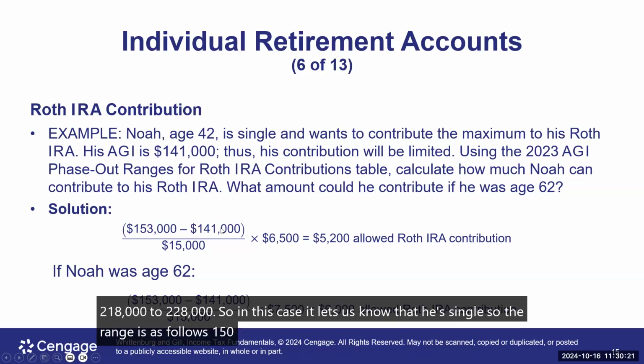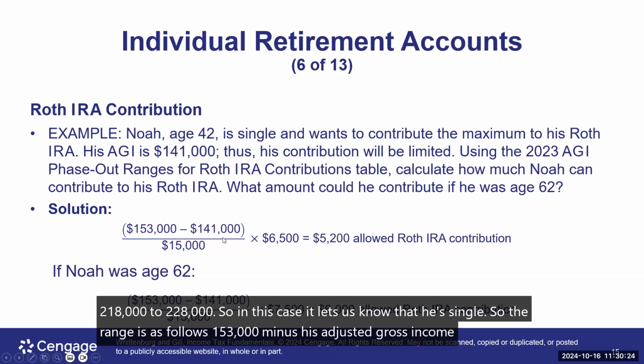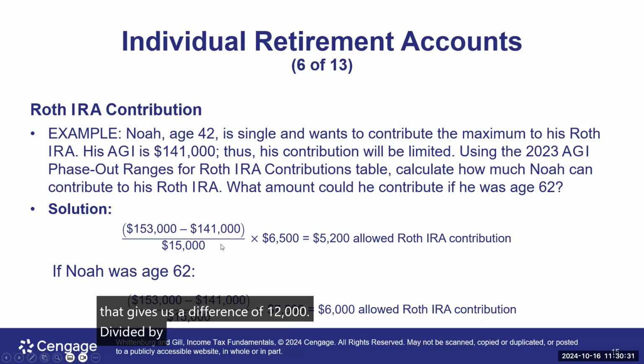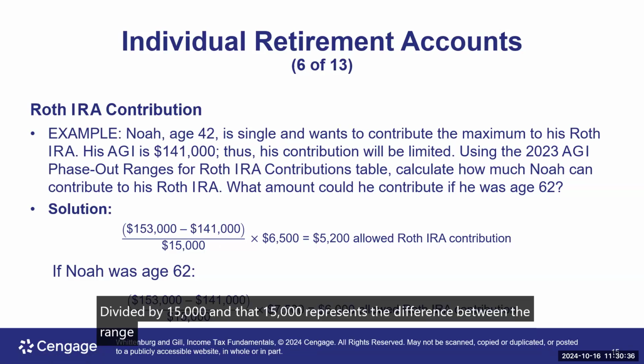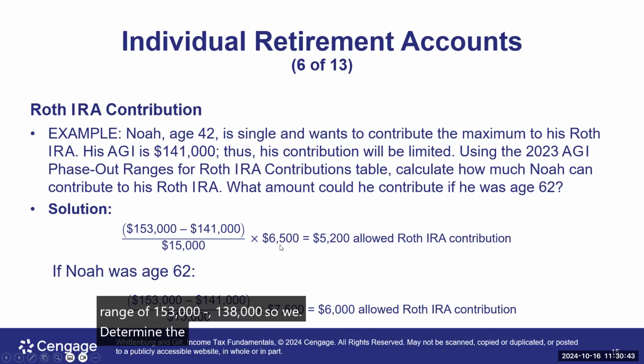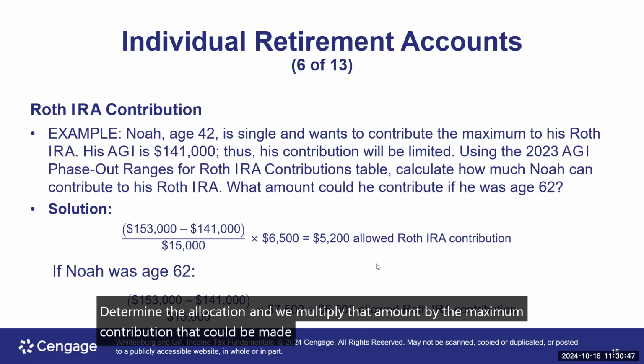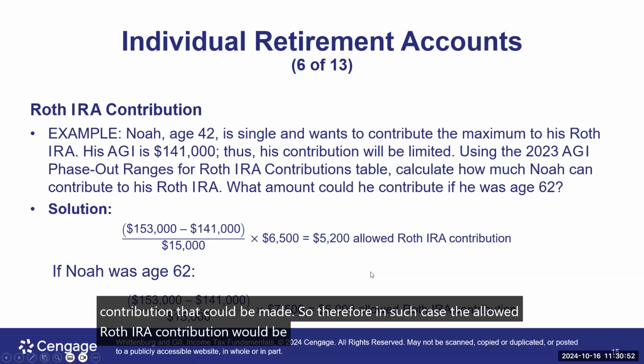$153,000 minus his adjusted gross income of $141,000. That gives us a difference of $12,000 divided by 15,000, and that 15,000 represents the difference between the range of 153,000 minus 138,000. So we determine the allocation and multiply that amount by the maximum contribution that could be made. Therefore, in such case, the allowed Roth IRA contribution would be $5,200. So that's if Noah was 42.